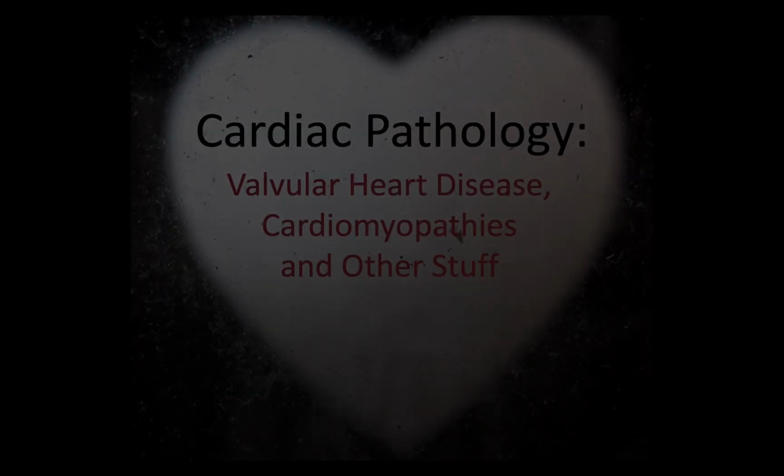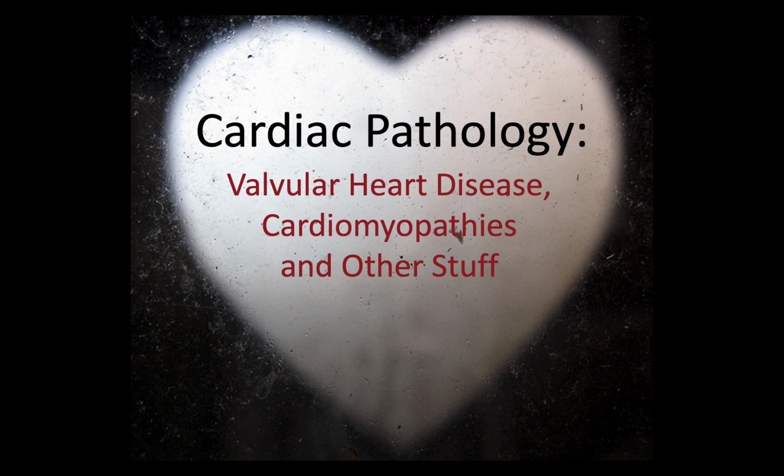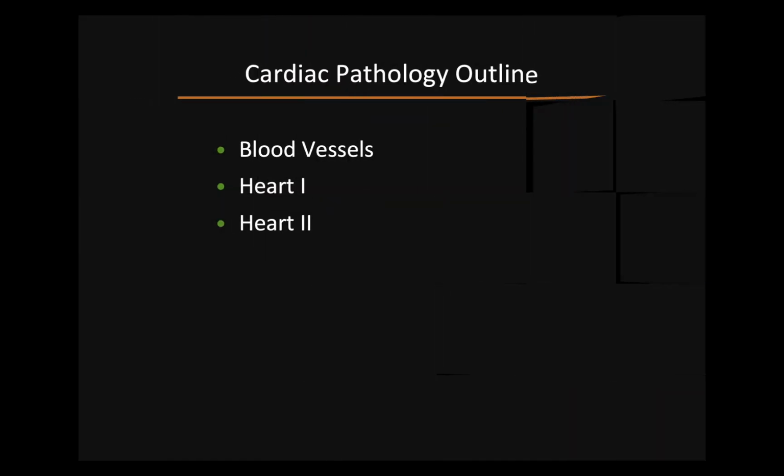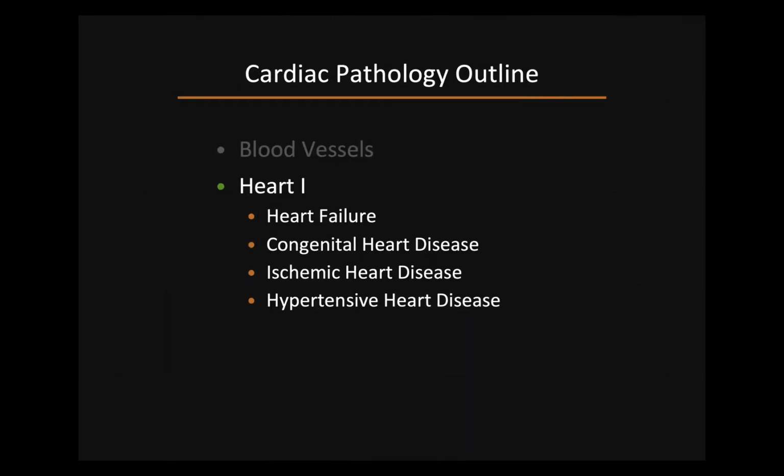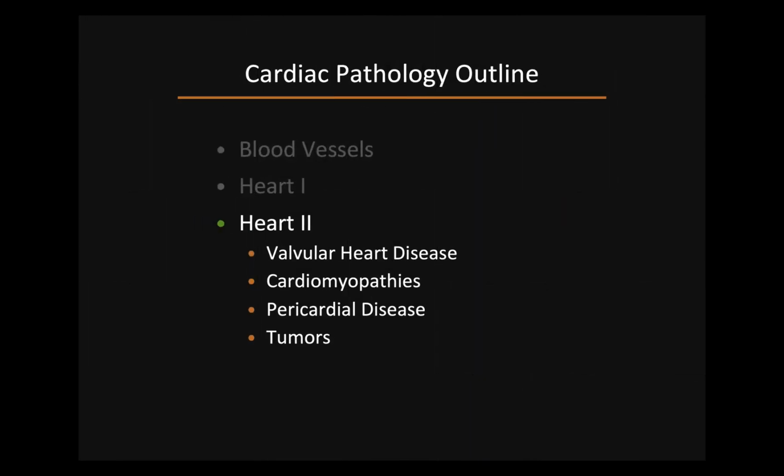Welcome to Cardiac Pathology video part 3. We're going to be talking about more diseases that have to do with the cardiovascular system. We've already talked in part 1 about the pathology of various different blood vessels. And then in part 2, we covered the heart: heart failure, congenital heart disease, ischemic heart disease, and hypertensive heart disease. In part 3, we're going to talk about valvular heart disease, and then cardiomyopathies, pericardial disease, and then tumors of the heart.